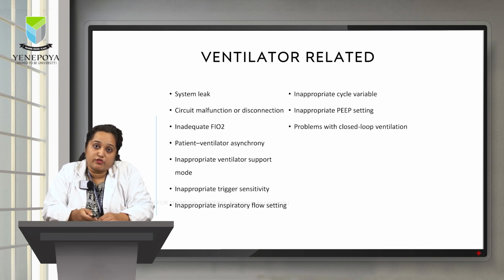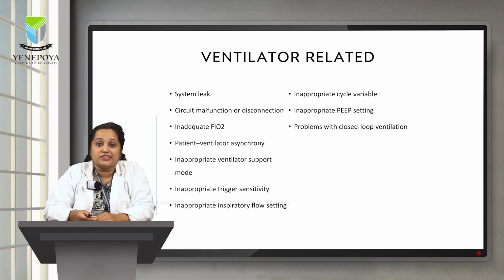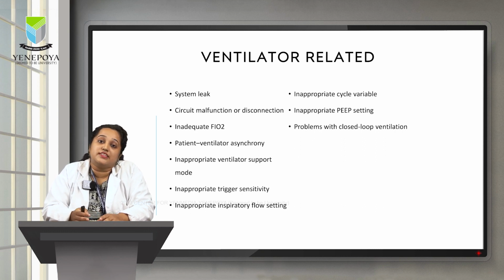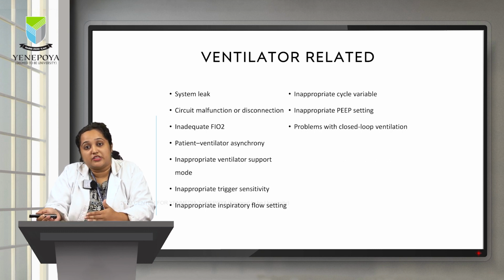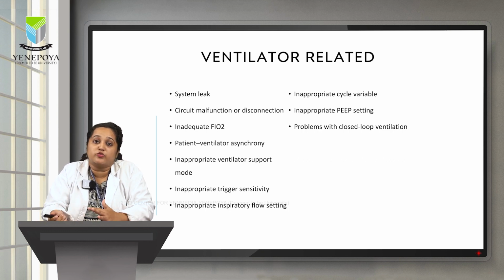Inappropriate inspiratory flow setting. Usually adult patients need somewhere around 60 liters of inspiratory flow so that they can keep up with the ventilator breath. And if you are not giving enough flow, it can vary from patient to patient, some patients because of various disease conditions might require less flow or higher flow. So if we are not meeting the inspiratory flow demand, then also your patient will land with respiratory distress.